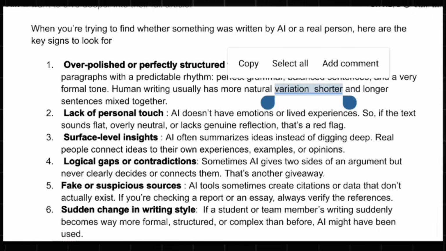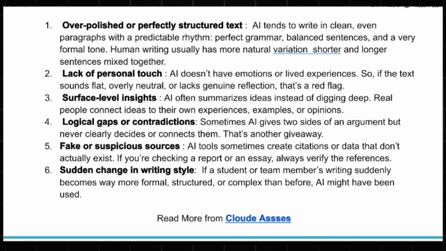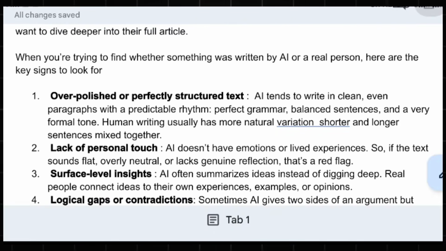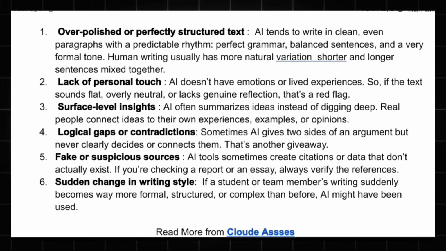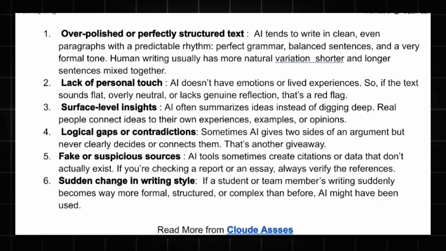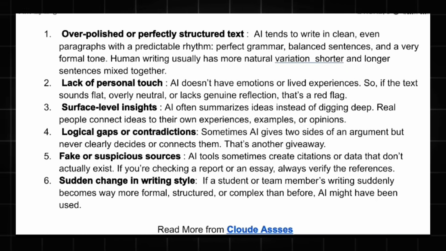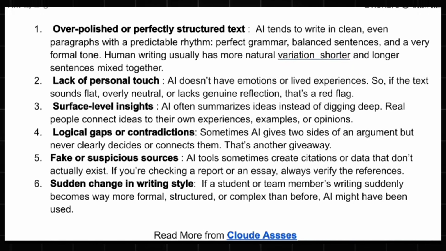5. Fake or suspicious sources. Sometimes AI just invents references or data. Always verify anything that looks too perfect. 6. Sudden change in writing style. If someone's writing suddenly becomes much more formal or structured, AI might be involved, and that's it.